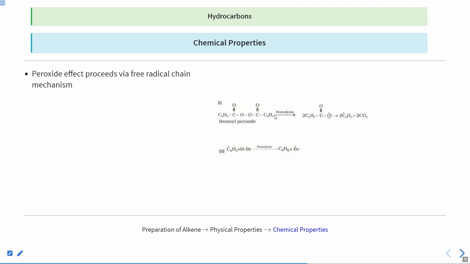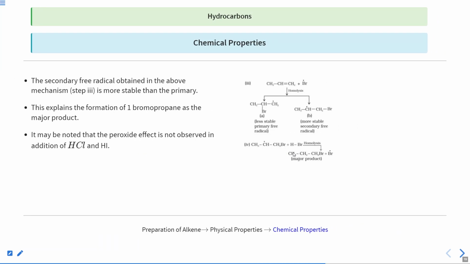So we have benzoyl peroxide that first gets homolytically cleaved to form this, and further this CO2 is released, forming a phenyl radical and 2 moles of carbon dioxide. Now in the next step, what happens? This phenyl radical that is present here takes up the hydrogen and forms your C6H6 plus Br radical. Now we have a radical here.